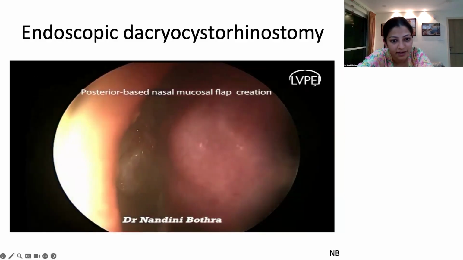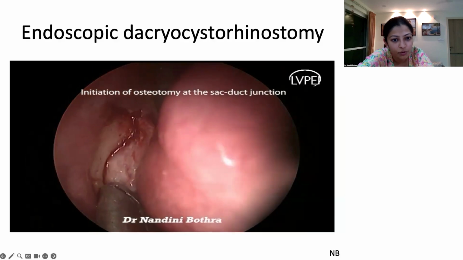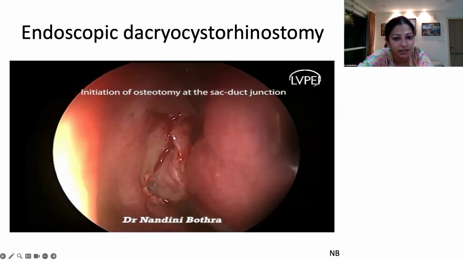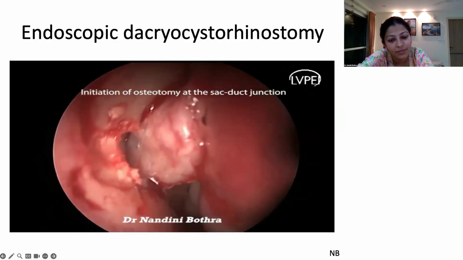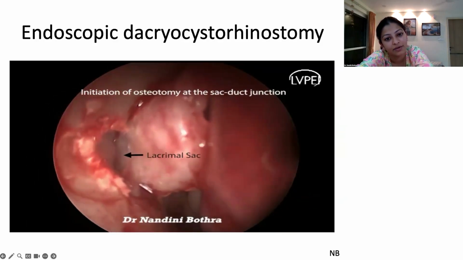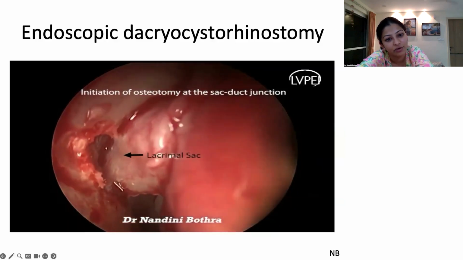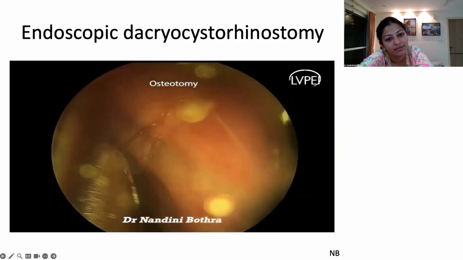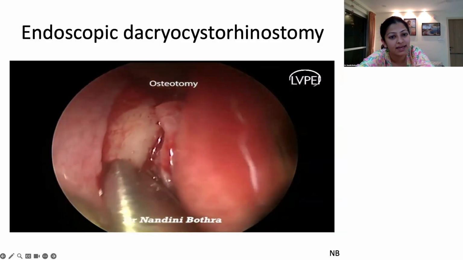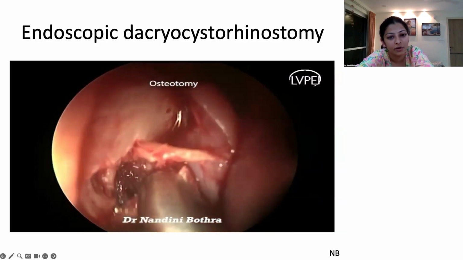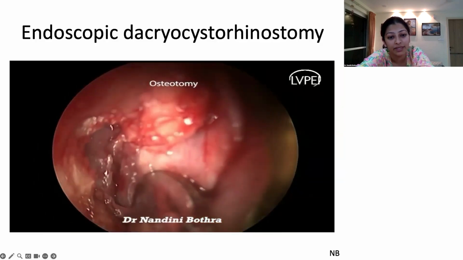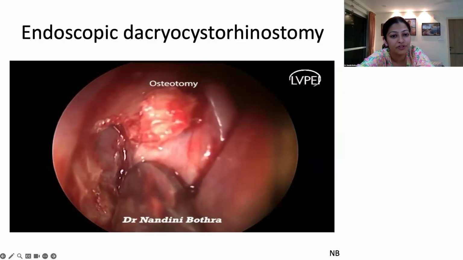Now, once that area is absolutely clear, you would go in with your rongeur and at the inferior most point, just break away the bone. And now let us press the sac from outside. You will actually see a nice movement of the sac happening on the inside. Just have a look. Can you see the movement happening inside? So that is your lacrimal sac. Now you go ahead with your rongeur and just enlarge this osteotomy. So this is a much shorter procedure as compared to your external DCR and is much more physiologic.